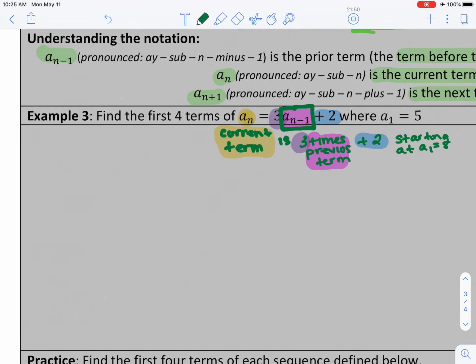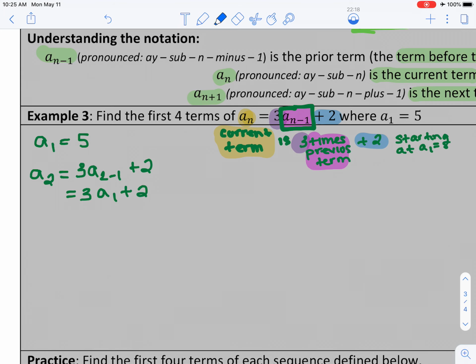So I already have a sub 1, so we're off to a nice start. We have a sub 1 equals 5. If I want to figure out what a sub 2 is, I need to replace every single n in that equation with 2. So a sub 2 would be equal to 3 times a sub 2 minus 1 and then plus 2. I can simplify that to see that this is just 3 times a sub 1 plus 2.